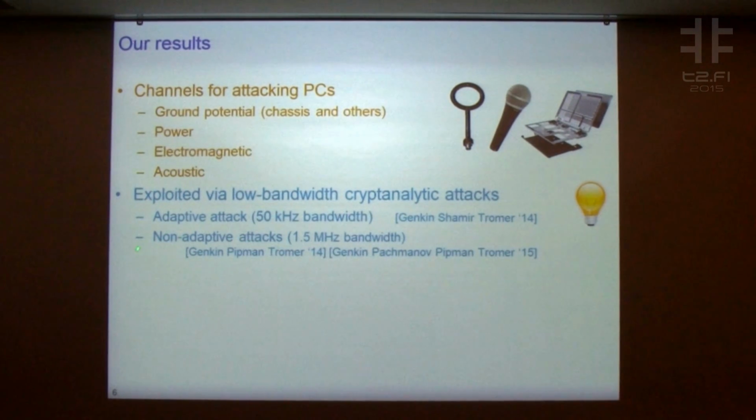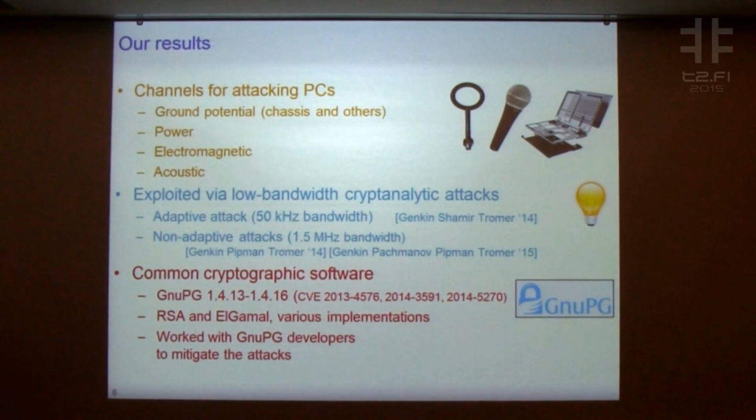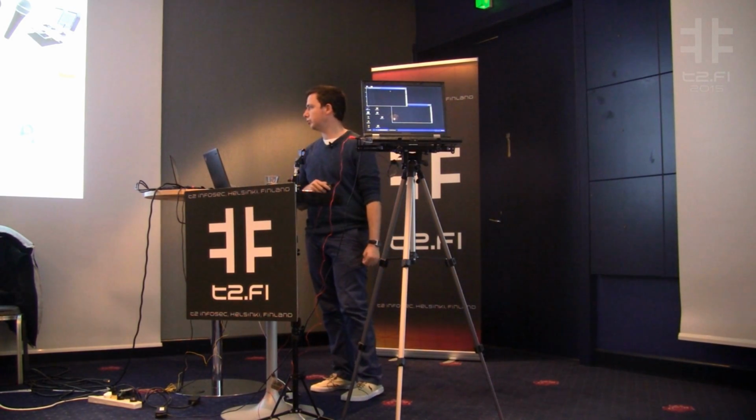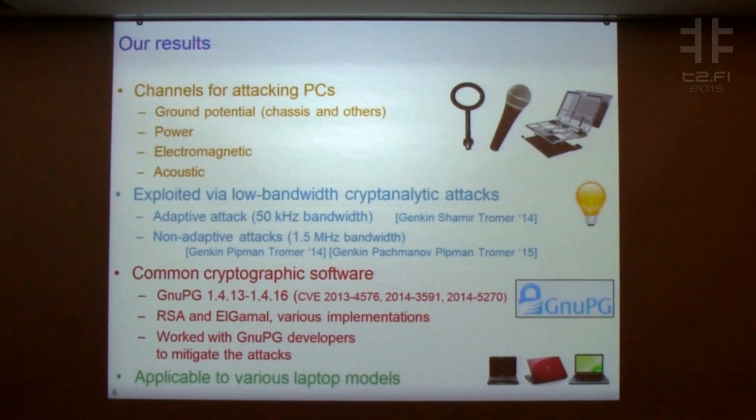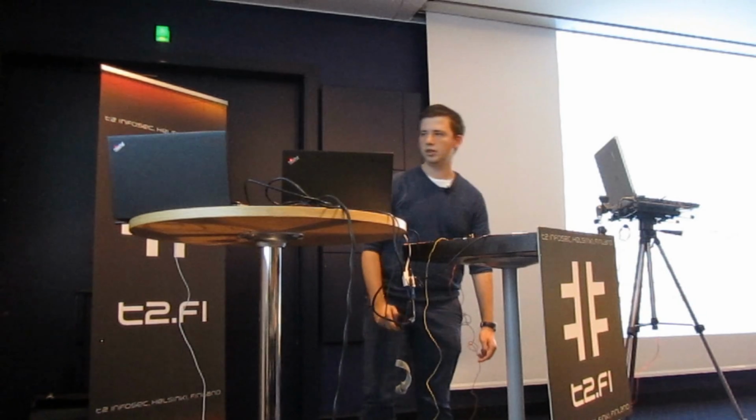The next attack we developed is a non-adaptive chosen ciphertext attack. It requires 1.5 megahertz of bandwidth, but it's much, much faster. Then we demonstrated our attacks on common cryptographic software, namely GnuPG of various versions, and these are the CVE numbers. So these attacks work, and they work very well. They work for both RSA and ElGamal of various implementations. And then we worked with GnuPG developers to mitigate these attacks. These attacks are applicable to various laptop makes and models. We didn't modify the laptops before attacking them.